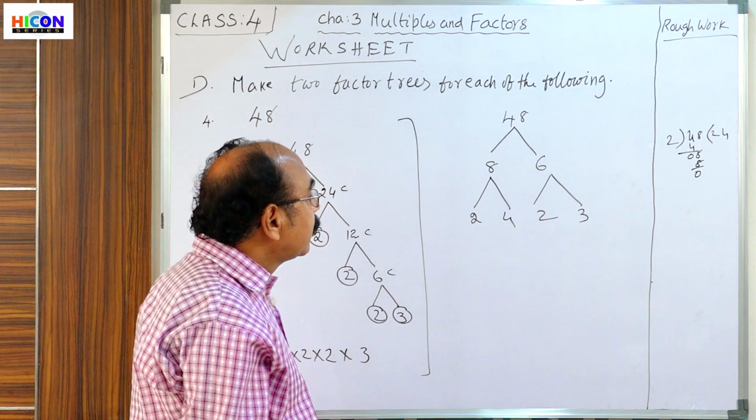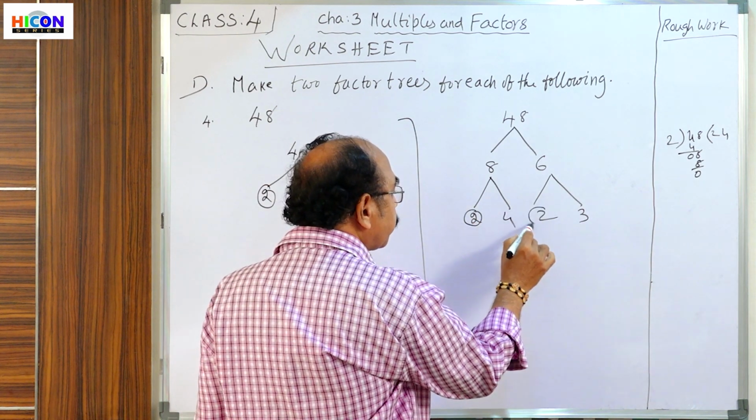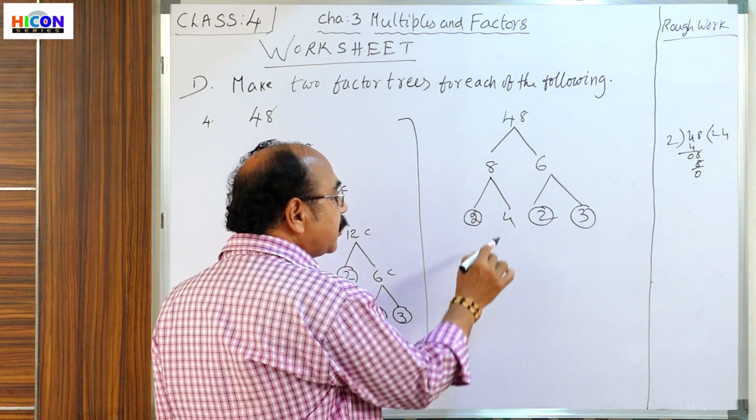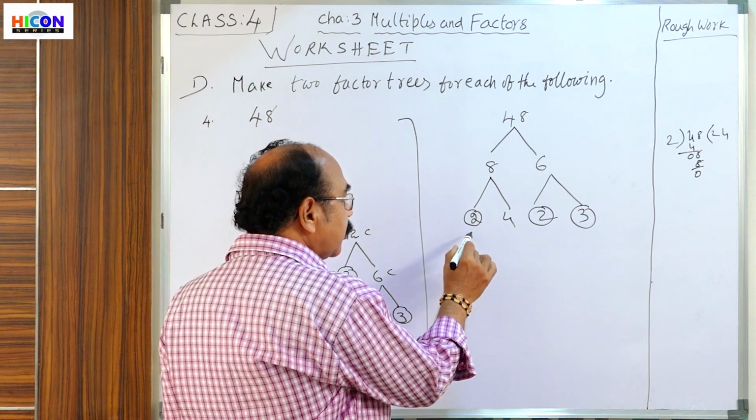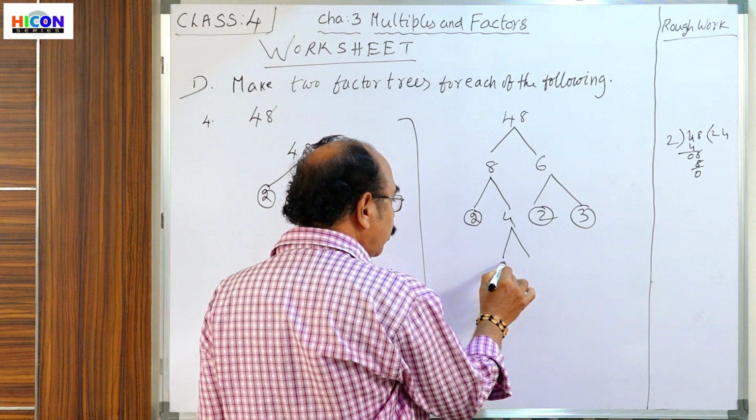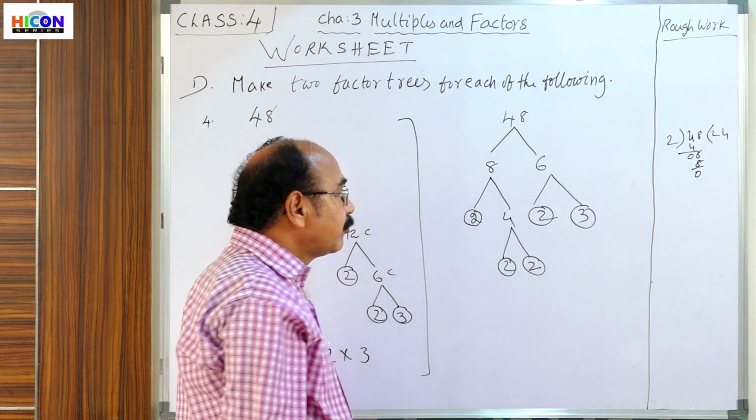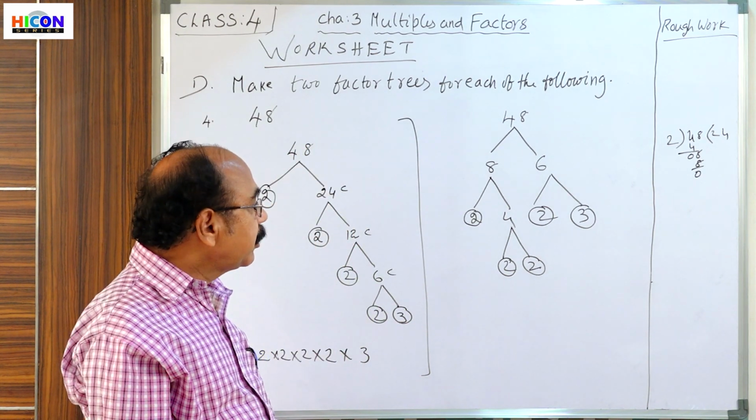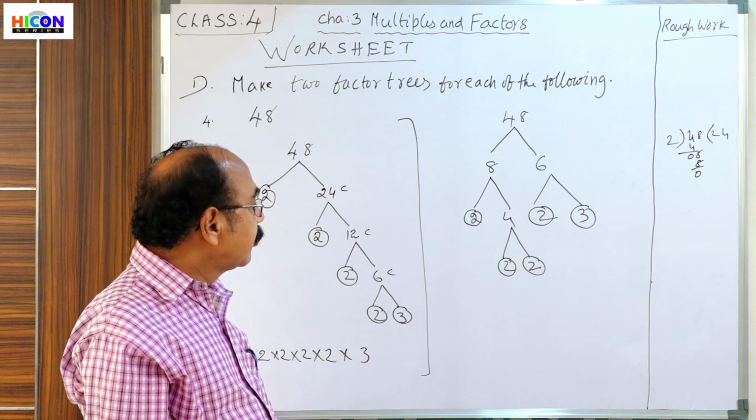Here 2 is prime and 3 is prime. But 4 is not prime, this is composite. That's why you break 4 as 2 2s are 4. This is prime, this is prime. In the steps, we are circling the prime numbers.